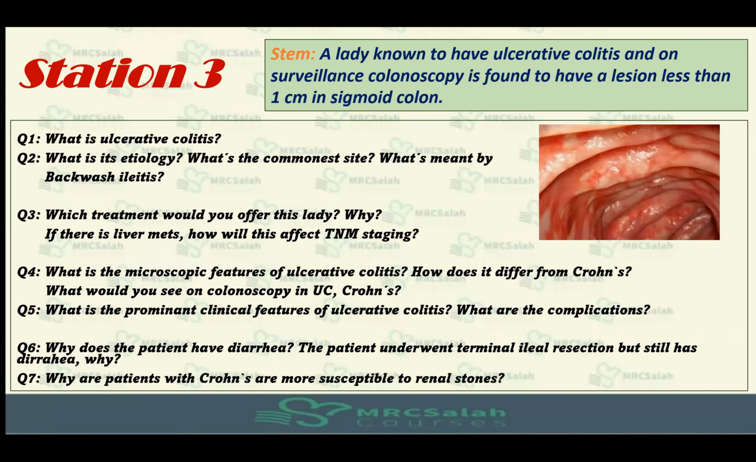Why are patients with Crohn's more susceptible to renal stones? Due to increased intestinal fats due to malabsorption. These fats will bind to calcium, therefore leaving the oxalate and forming hyperoxaluria. Yes.